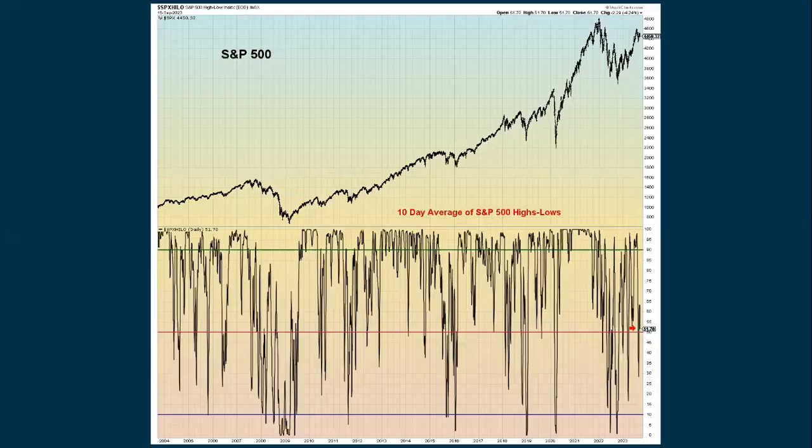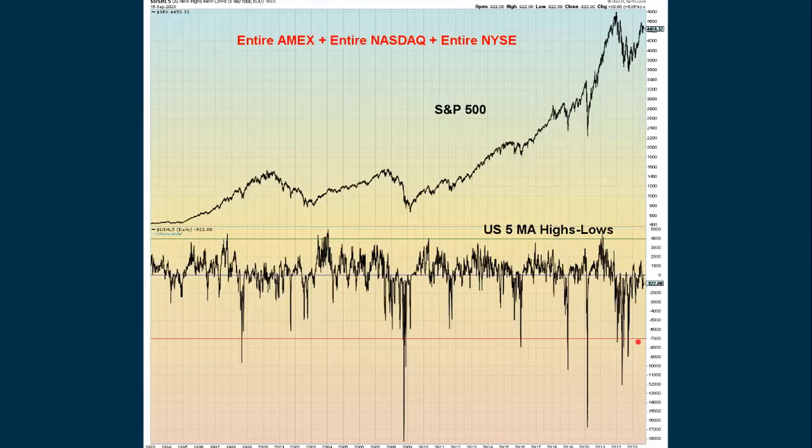Then we take a 10-day average of the S&P 500 highs minus the lows. We tend to use this like an oscillator when it's extreme positive or negative. We can also get a bias here. When we're above 50, we're positive. Below 50, that's negative. We're just barely above 50 right now. And then we look at the Amex, NASDAQ, and NYSE and take a 5-period moving average of their highs minus the lows. When we're above zero, that's positive. When we're below zero, that's negative, and we are below zero.